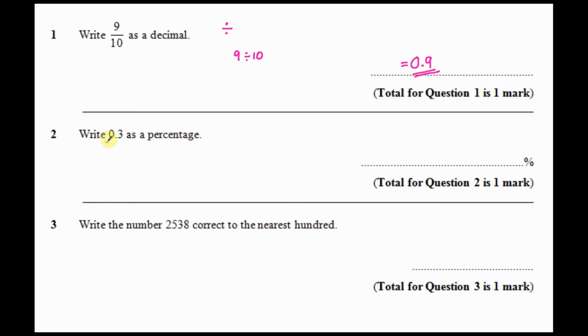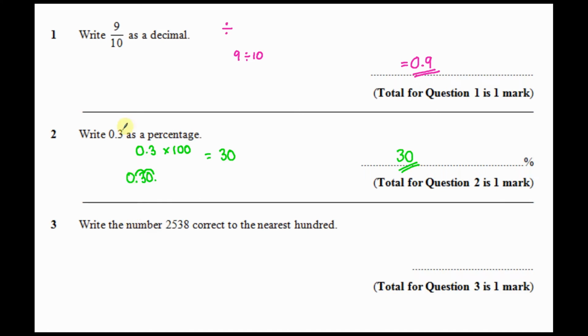For question 2, it says write 0.3 as a percentage. To change from a decimal to a percentage, we just need to multiply by 100. So 0.3 times 100. If you imagine what's happening there, the numbers are moving 2 places to the right, so it's almost like the decimal point moves. That gives us 30. So 0.3 is 30%.